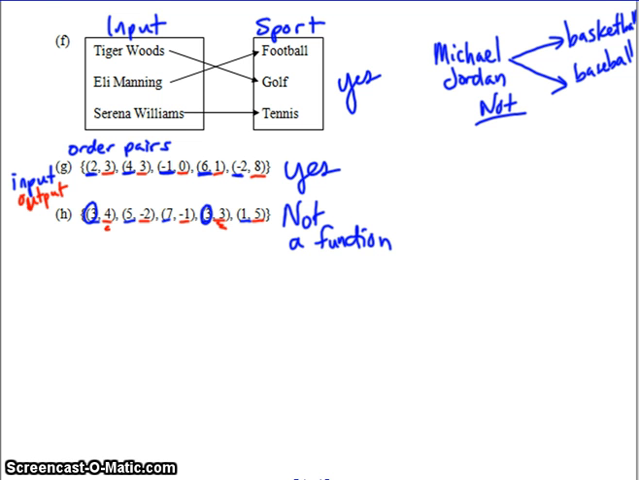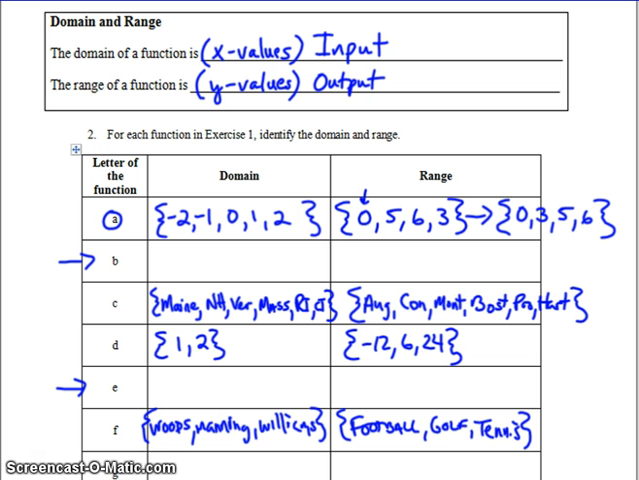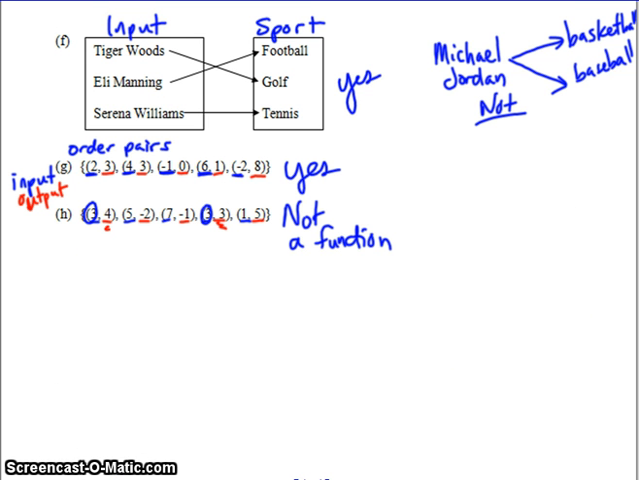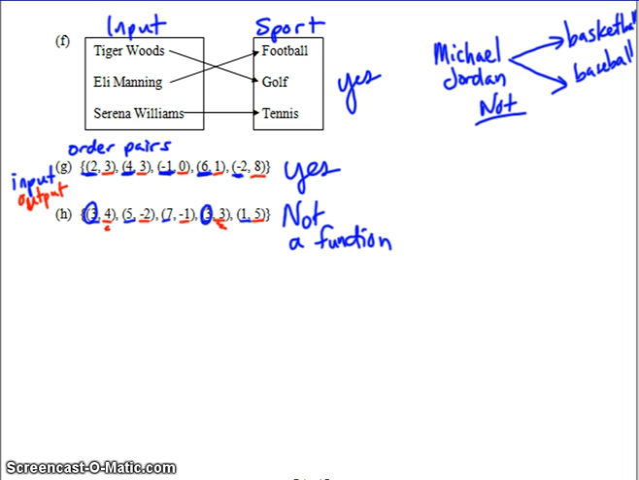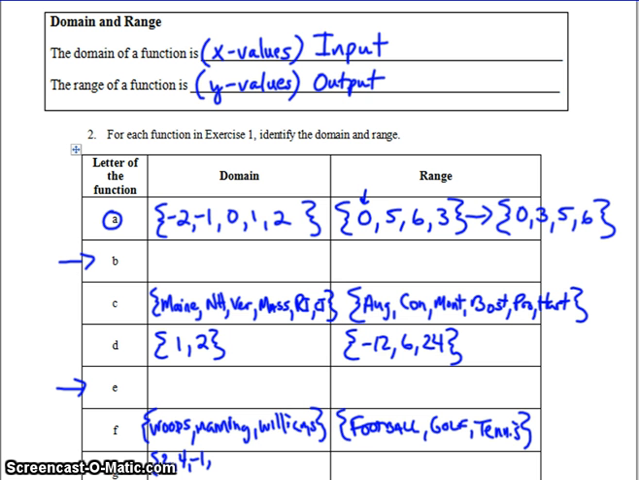And then I'll do G for you. G, the input is 2, 4, negative 1, 6, and negative 2.